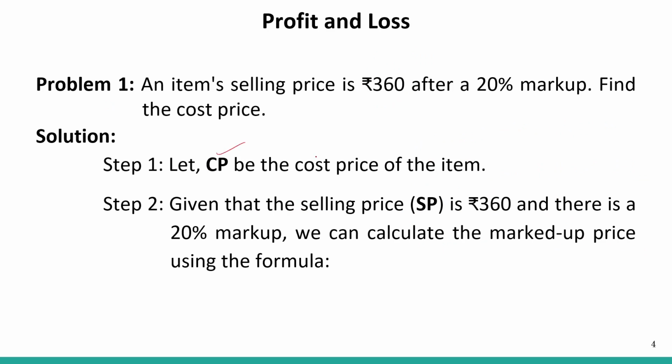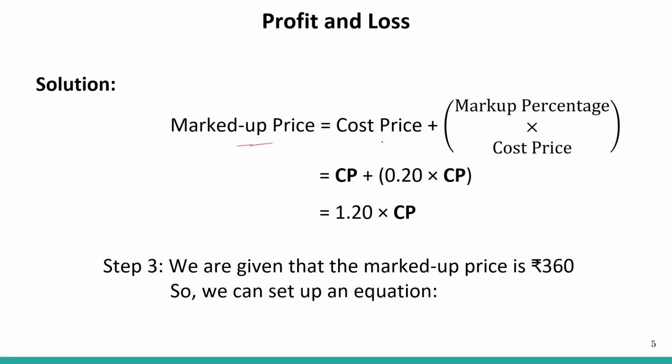Let CP be the cost price of the item. Given that the selling price is 360 rupees and there is a 20% markup, we can calculate the markup price using the formula. The markup price is equal to the cost price plus the markup percentage into the cost price. The markup percentage is 20%, in decimal form 0.20. So CP plus 0.20 into CP, that is 1.20 into CP, will be the final price.